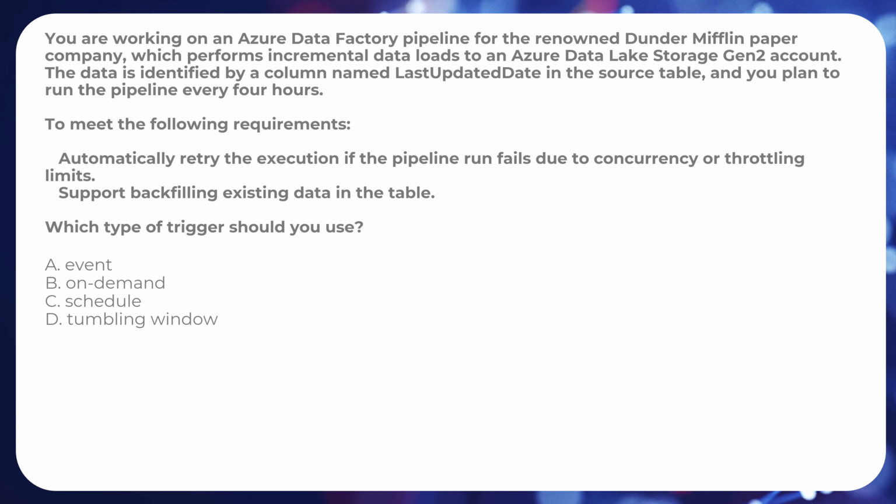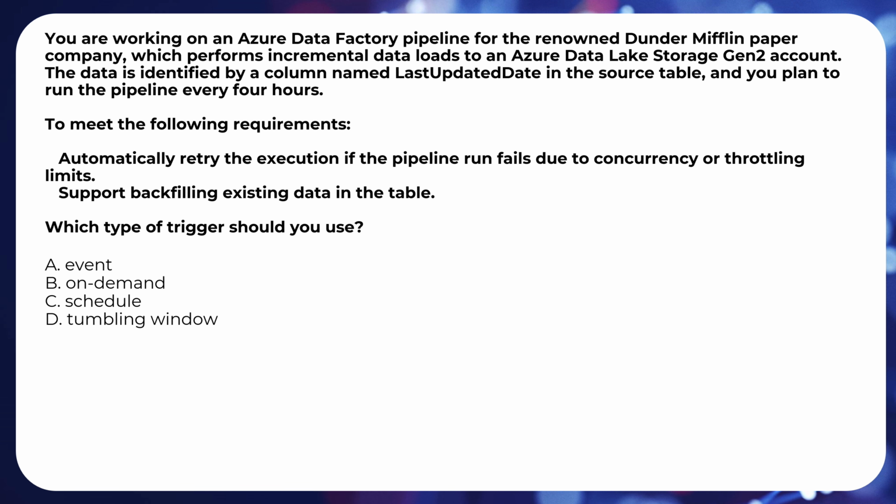You are working on an Azure Data Factory pipeline for the renowned Dunder Mifflin Paper Company, which performs incremental data loads to an Azure Data Lake Storage Gen 2 account. The data is identified by a column named Last Updated Date in the source table, and you plan to run the pipeline every 4 hours. To meet the following requirements: automatically retry the execution if the pipeline run fails due to concurrency or throttling limits, and support backfilling existing data in the table. Which type of trigger should you use?